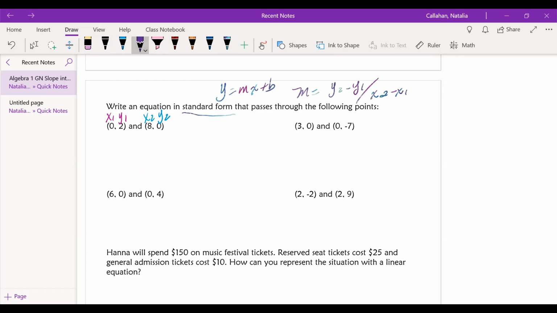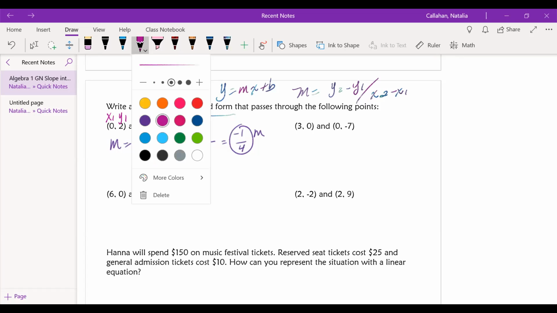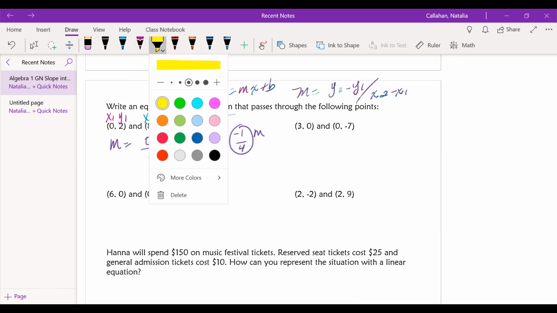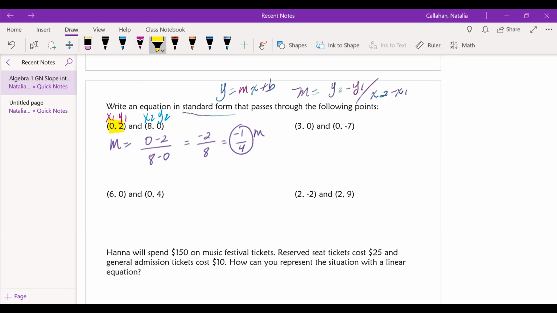So then when I go ahead and find my slope, it's going to be 0 minus 2 over 8 minus 0, which is -2 over 8, which is -1 over 4. That is my slope. To find my y-intercept, I would need to go ahead and use this equation, but I also need to pick a point. For the purpose of this question, I'm going to pick the smallest point. And in that case, it would be (0, 2) because it has a 0 and it has a 2.